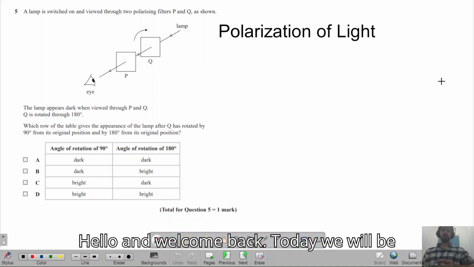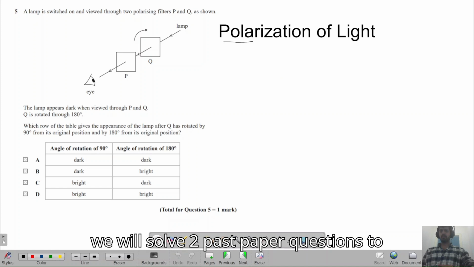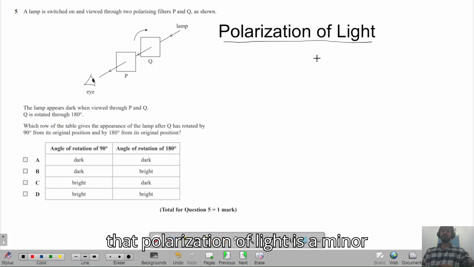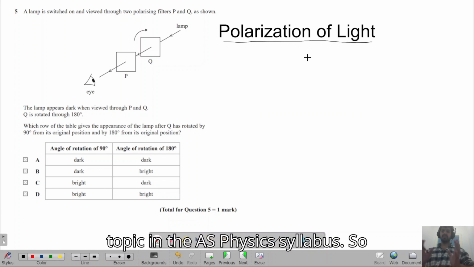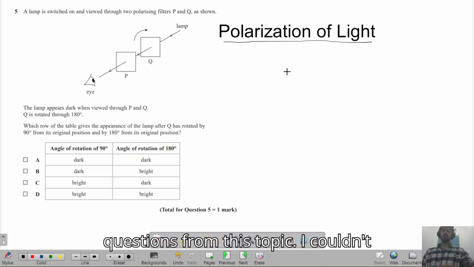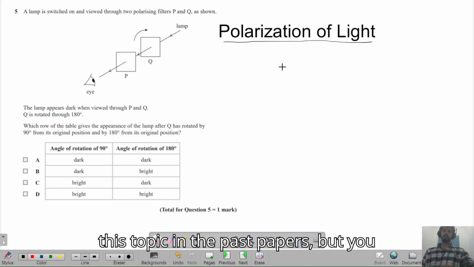Hello and welcome back. Today we will be talking about polarization of light, and we will solve two past paper questions to understand this topic. Now, I must say that polarization of light is a minor topic in the AS physics syllabus. So mostly you will see multiple choice questions from this topic. I couldn't find any extensive response question from this topic in the past papers, but you never know.